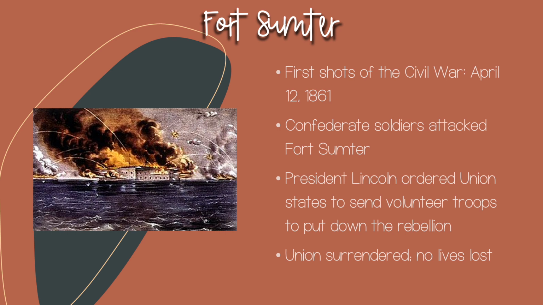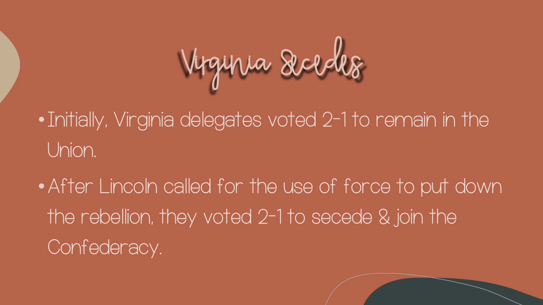As a result of the first acts of war on the part of the Confederacy, President Lincoln ordered all states that had not seceded to send volunteer soldiers to Fort Sumter to put down the rebellion by force. Going back to a few months before Fort Sumter, Virginia delegates had gathered to determine whether they would secede and join other Southern states in the Confederacy or remain in the Union and loyal to President Lincoln.